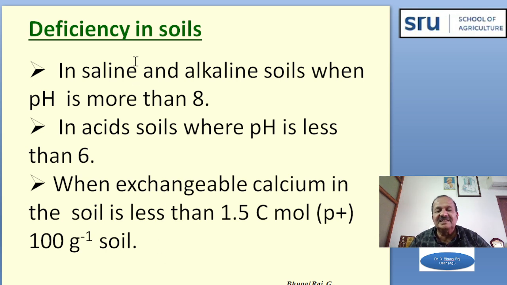Calcium deficiency is more common in some problematic soils like saline and alkaline soils where the pH is more than 8. When pH is high, there is more possibility of calcium deficiency in soils. In acid soils also, where pH is very low, less than 6, we can get calcium deficiency. In the soil test, when exchangeable calcium in the soil is less than 1.5 centimoles per 100 grams of soil, we call this soil deficient in calcium.